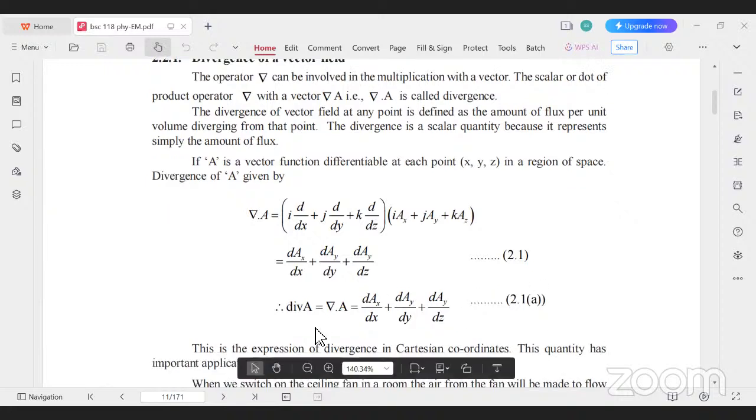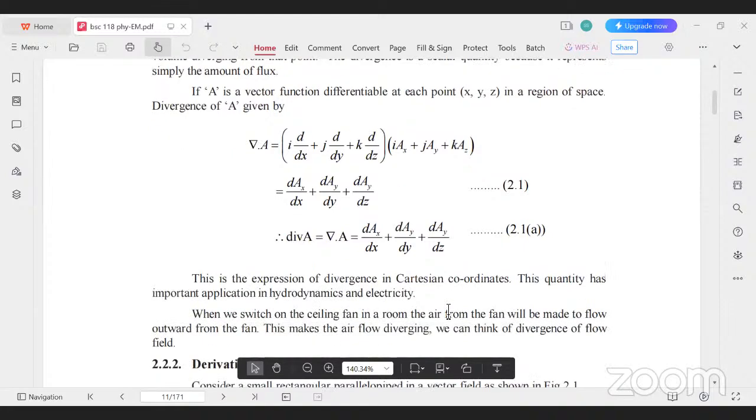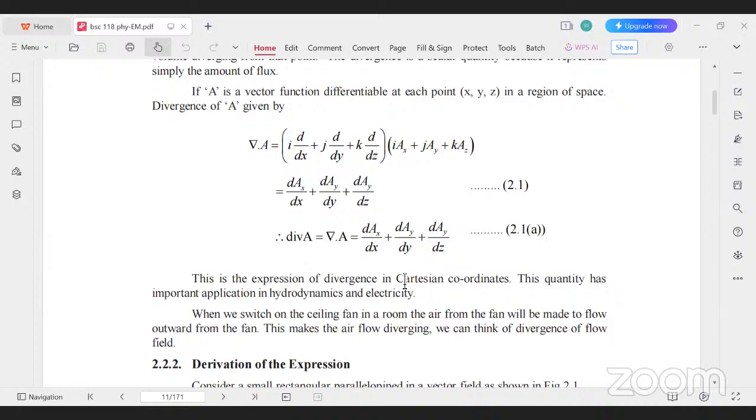So the divergence of A, that is del dot A, can be written as ∂Ax/∂x plus ∂Ay/∂y plus ∂Az/∂z. Again, here also there is a spelling mistake. Correct it. So these expressions of the divergence are in Cartesian coordinates. Yes, this is the point where I want to discuss. What is meant by Cartesian coordinates?